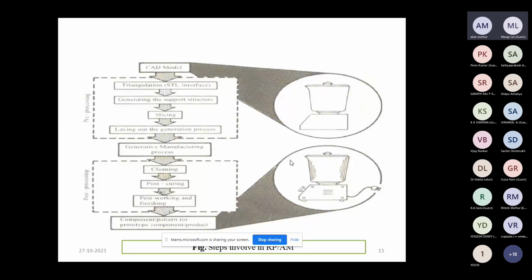Okay, and then post-processing includes cleaning and post curing. Post curing is an operation required because most of the rapid prototyping processes generate parts with the help of plastic material or polymers. So some processes require post curing, and then post working and finishing, and at the last we get the component.